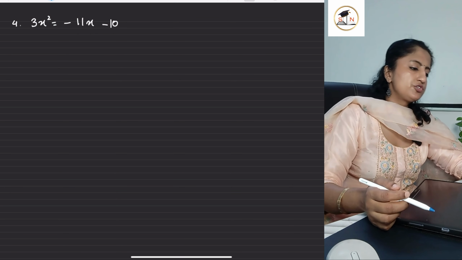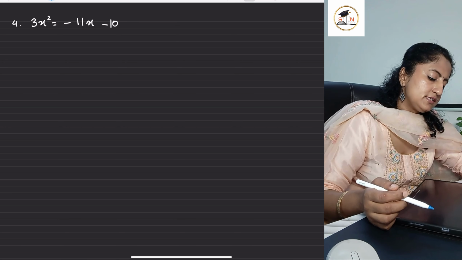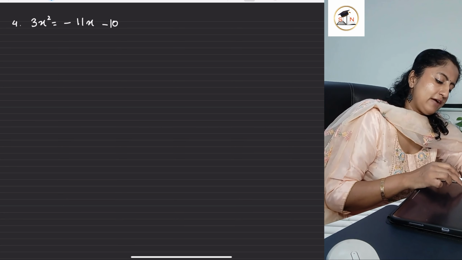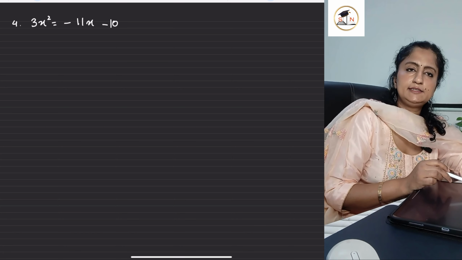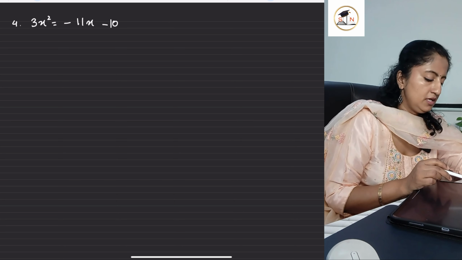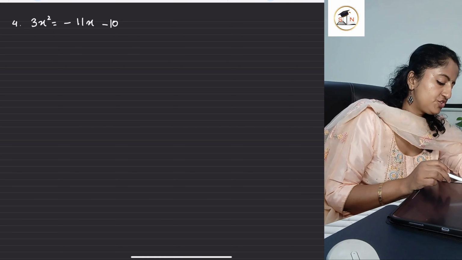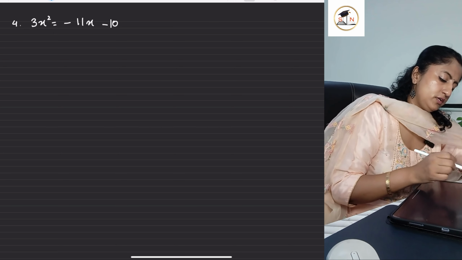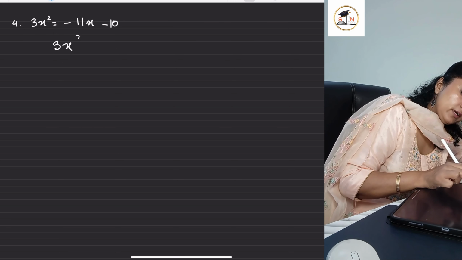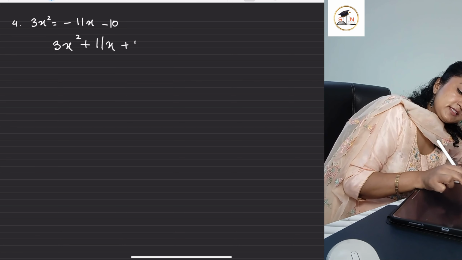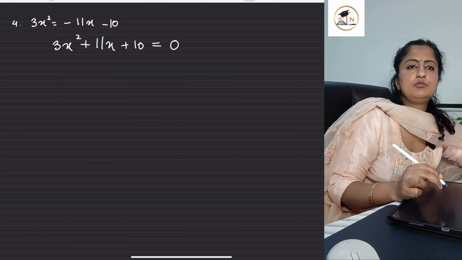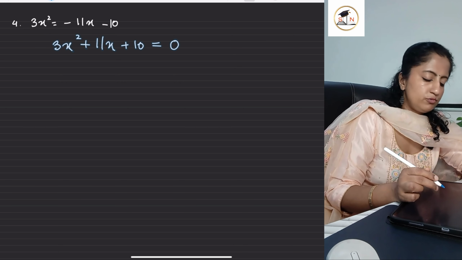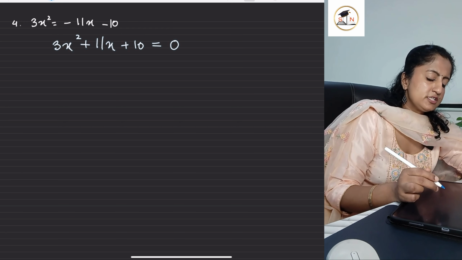Now, the question is 3x squared equals minus 11x minus 10. So what we have over here is two sides, but we do not have any standard form. This question is also pretty simple, but we just need to bring everything on the same side, that is in the standard form. So let's start doing it. We have now 3x squared plus 11x plus 10 equals 0. That is your standard form, right? Now, entirely up to you, whichever method you want to use. I will prefer using splitting over here.